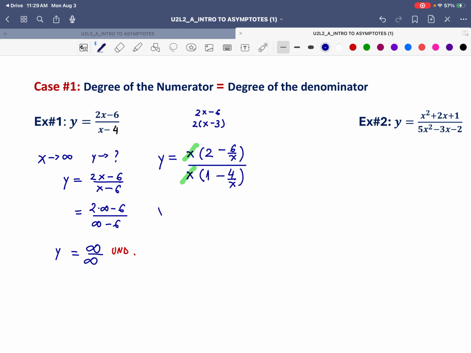And the simplified form of our function will be 2 minus 6 over x, over 1 minus 4 over x. Now, let's substitute x by infinity and see what happens. Since it is in a more simplified form, we're hoping that a miracle happens here.